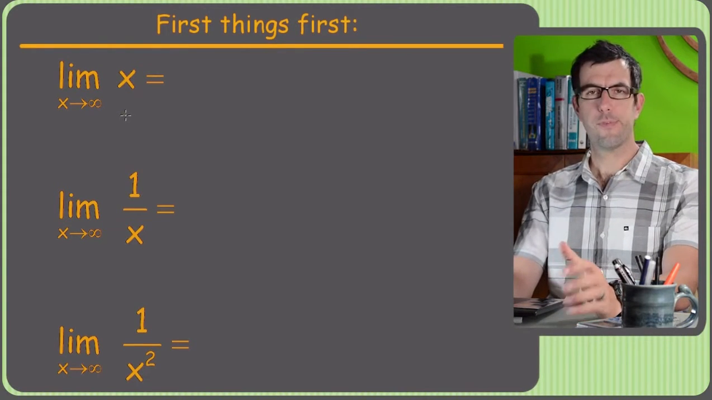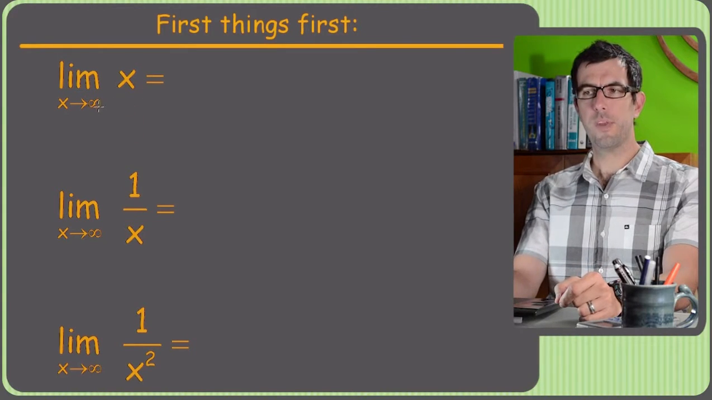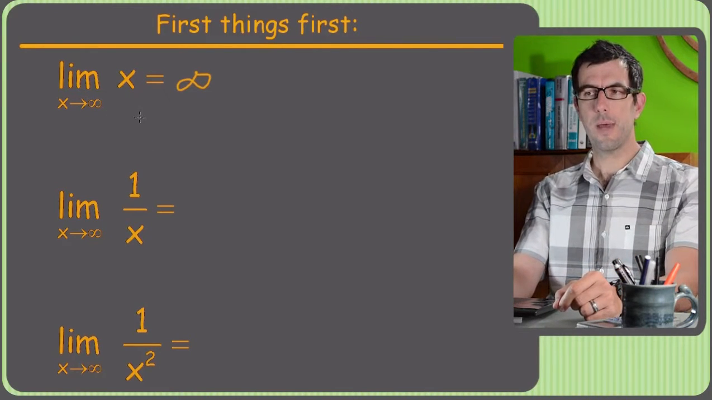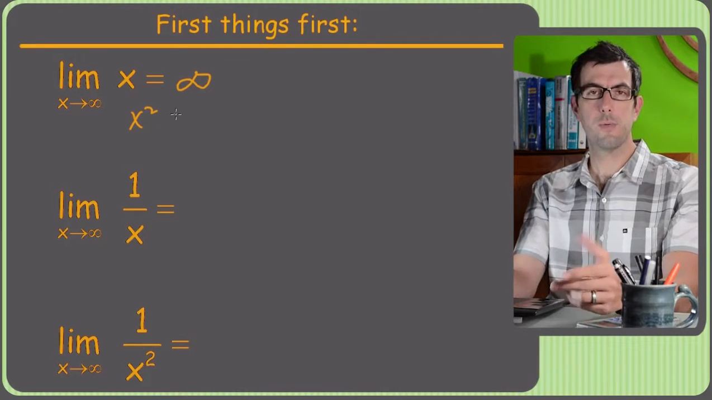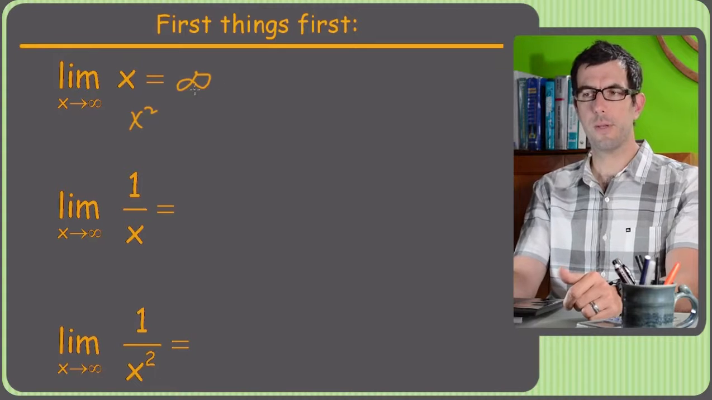Well, first of all, basics first. If you plug in infinity for x, you're going to get infinity, right? That's pretty obvious. Makes a lot of sense. If we plugged in x squared, like the limit as x approaches infinity of x squared, also infinity. Infinity squared, infinity, both giant numbers. We're just going to put infinity.